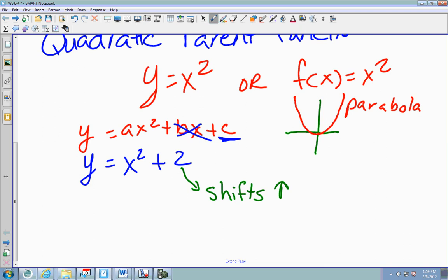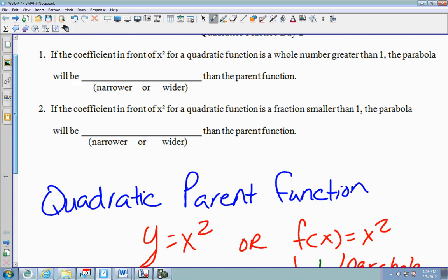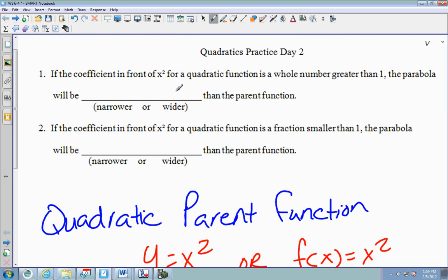either up or down. The a, which is the number in front of the x squared, is going to talk about the width. It's going to talk about if it's wide or narrow, and it's also going to talk about the direction, whether it opens upward or downward. Okay, so now let me go back up here. It says, if the coefficient in front of x squared is a whole number greater than 1, what happens to the parabola?